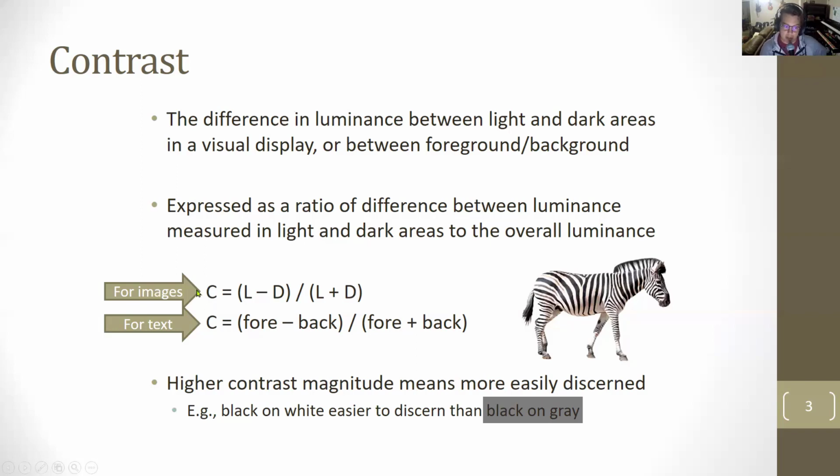If we're talking about imagery versus text, the foreground is the text, the background is the not text. But we take the difference between those two, which should be in most cases a positive number, but not necessarily. This could be negative. And then the sum of the two. And so if you have a higher magnitude here, so it could be negative, but the magnitude is large, that means there's a greater difference between the light and the dark, and ultimately higher contrast and better for your visual system to process. Black on white is a larger difference in luminance than black on gray. So black on white, if we put it into this equation, is going to give us a larger value than black on gray.